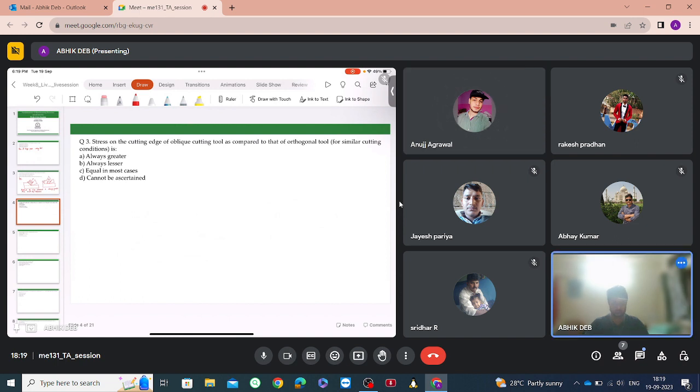So according to the geometry, what do you find? Sir, in orthogonal cutting, the cutting tool and the workpiece are perpendicular to each other at 90 degrees. Yes. But in oblique cutting, there may be some inclination. Yes. That's why. Okay. So this requires a bit of clarification actually.